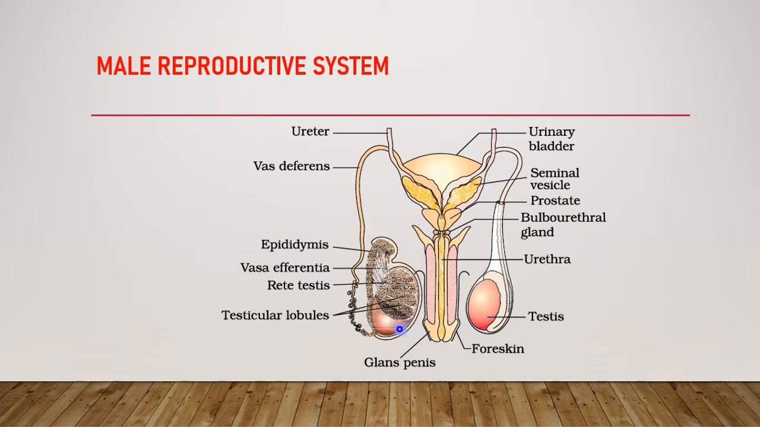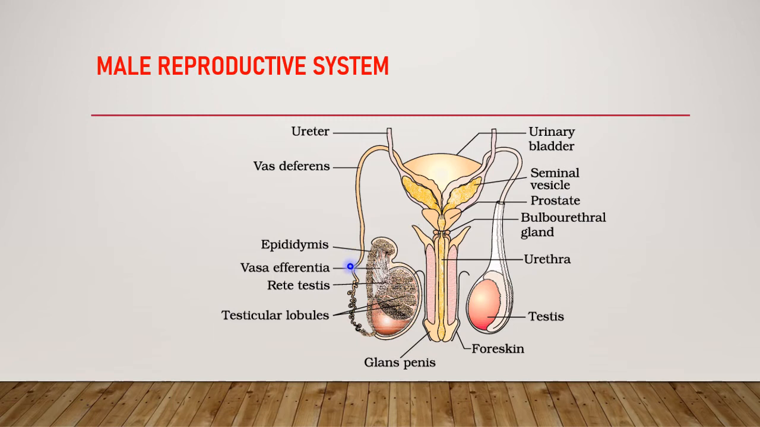In the head of the epididymis, the sperms undergo physiological maturation, and there is an increase in motility for fertilizing the ovum. In the tail region, the sperms are stored for a short period and then enter the vas deferens.